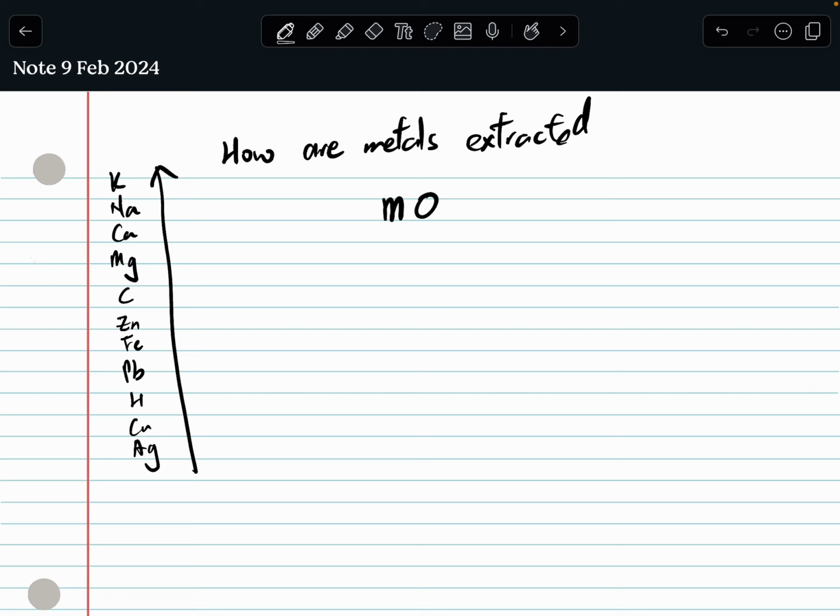An example would be that zinc will be able to replace lead oxide and form zinc oxide and lead, because zinc is more reactive than lead, right? With that in mind, a very common way to extract metals is by using carbon.